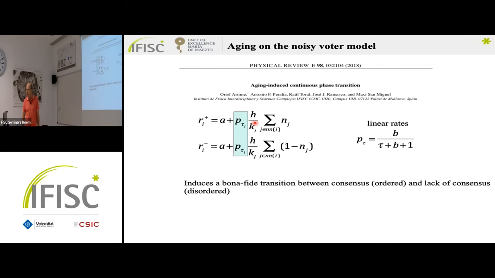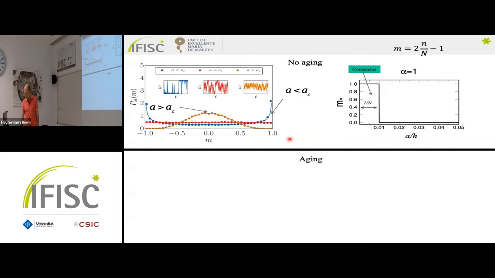We find that the inclusion of this factor induces a bona fide, well-defined phase transition between order and disorder. So again, when you introduce this term, which makes it more difficult to interact, you find a transition from order to disorder. So it is easier to get consensus when the probability of interaction decreases. These are the results. This is what happened when we had no aging. Again, this P is equal to one, a constant.